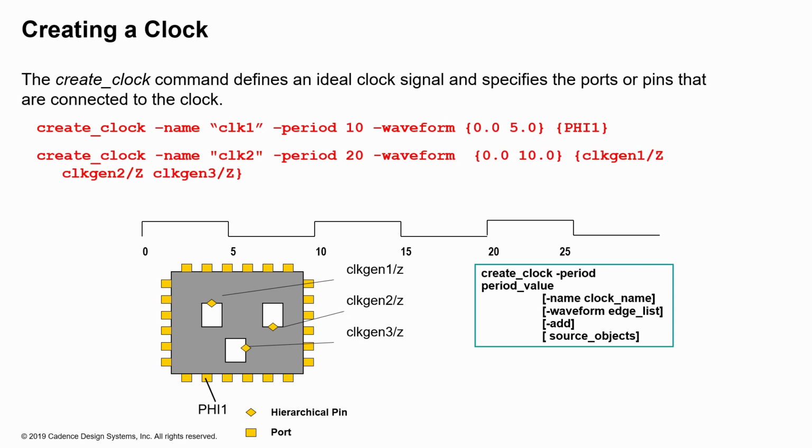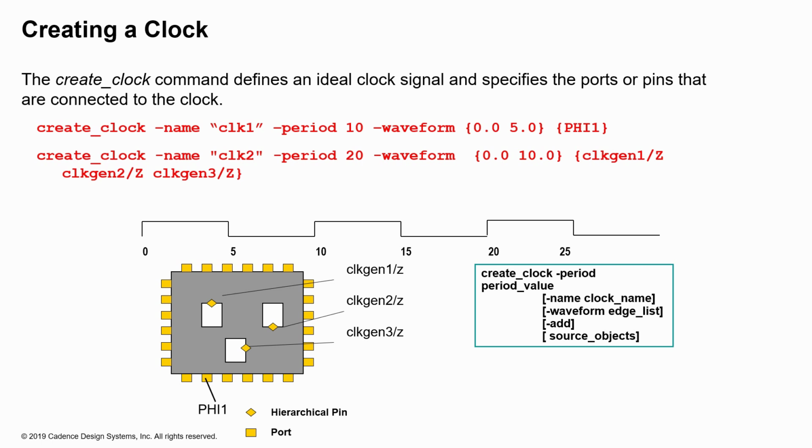For the second example, the period is 20, the ideal clock is defined as clock 2, and it is set on pins named clock gen 1 /Z, clock gen 2 /Z, and clock gen 3 /Z, and these three are pins. This clock has a period of 20 and a duty cycle again of 50% because the waveform is defined as 0 and 10, so leading edge at 0 and trailing edge at 10. Now these three clocks, which are actually generated clocks, could have also been defined using the create generated clock command, but we are defining it using the create clock command, which is just the same. The create generated clock can also be used for those cases if we want to relate them to a master clock.